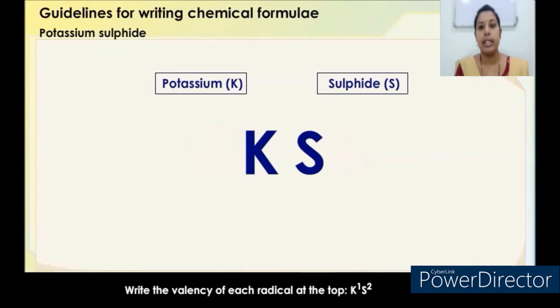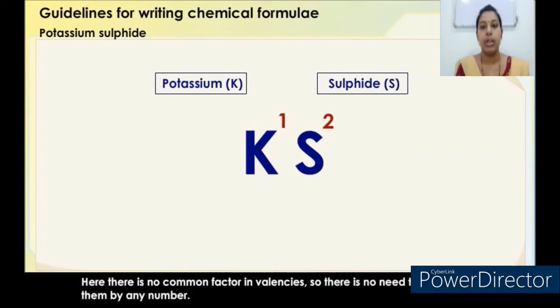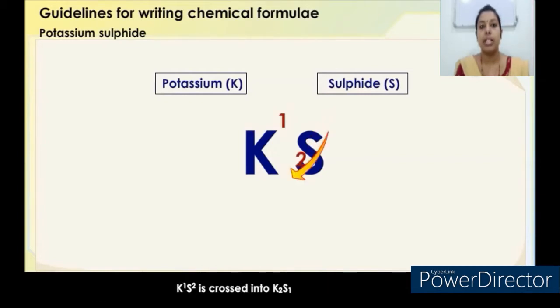That is KS. Write the valency of each radical at the top. K valency 1 and S valency 2. Here there is no common factor in valencies, so there is no need to divide them by any number. Cross the valencies. K1 S2 is crossed into K2 S1, or simply K2S. The formula is K2S.